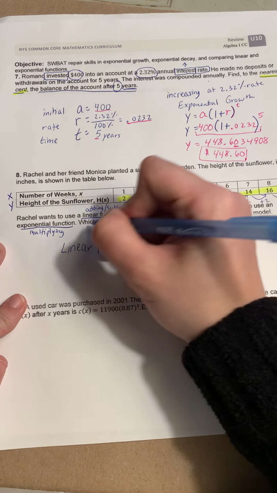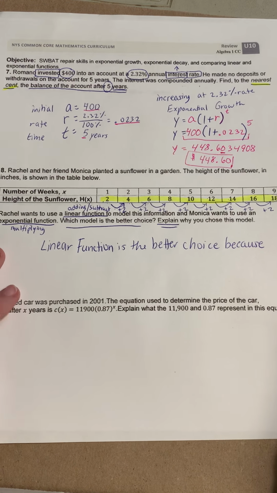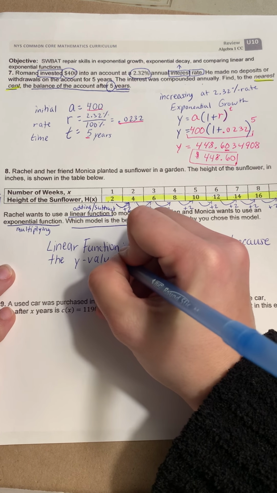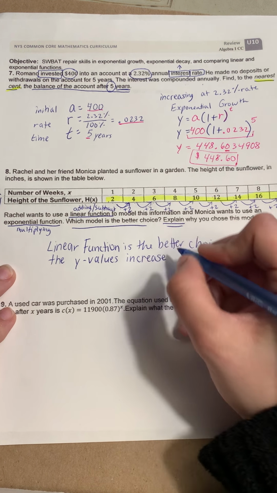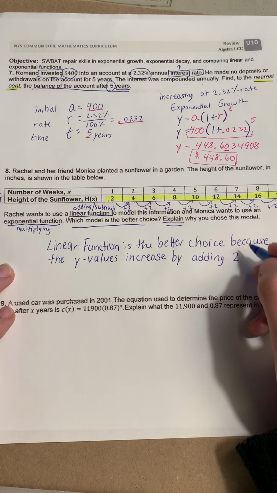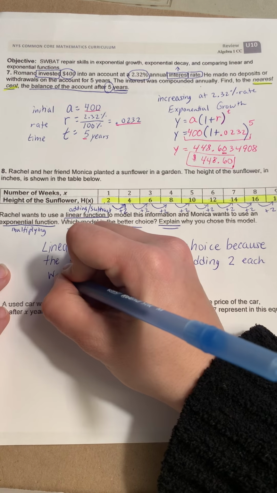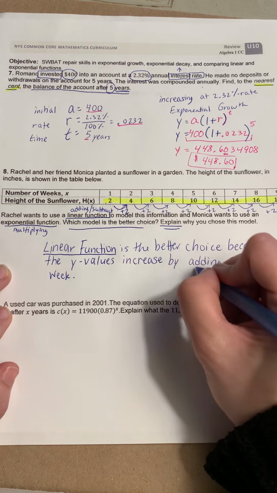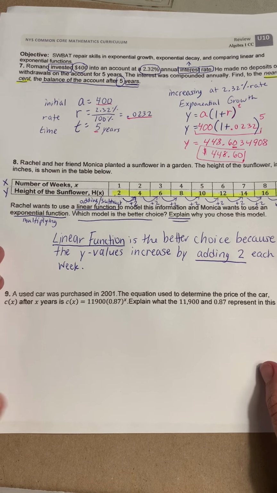And now it says to explain. Well, because the y values, which is the height of the sunflower, increase by adding 2 each week. Okay, so it's a linear function because the y values increased by adding 2 each week. It was adding by a consistent number, that same number each time.